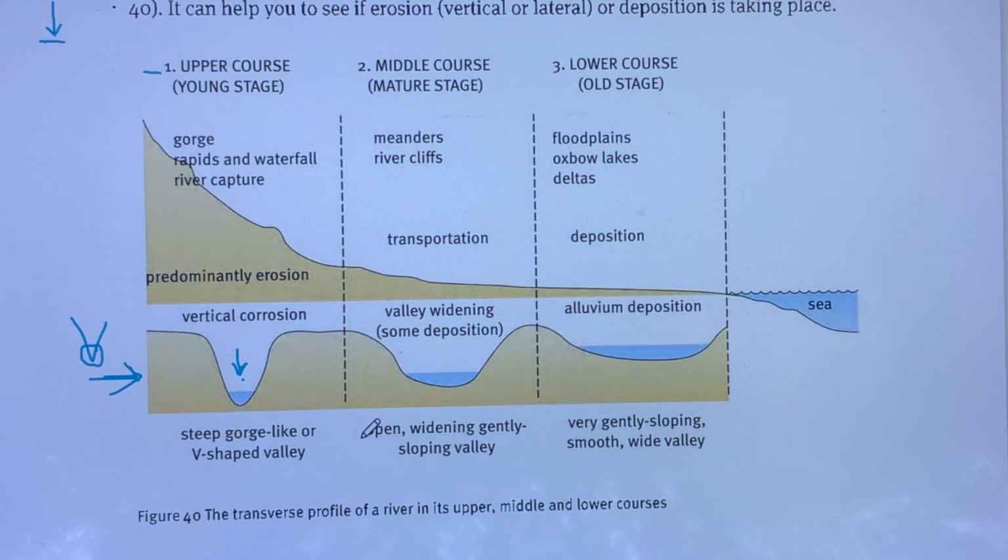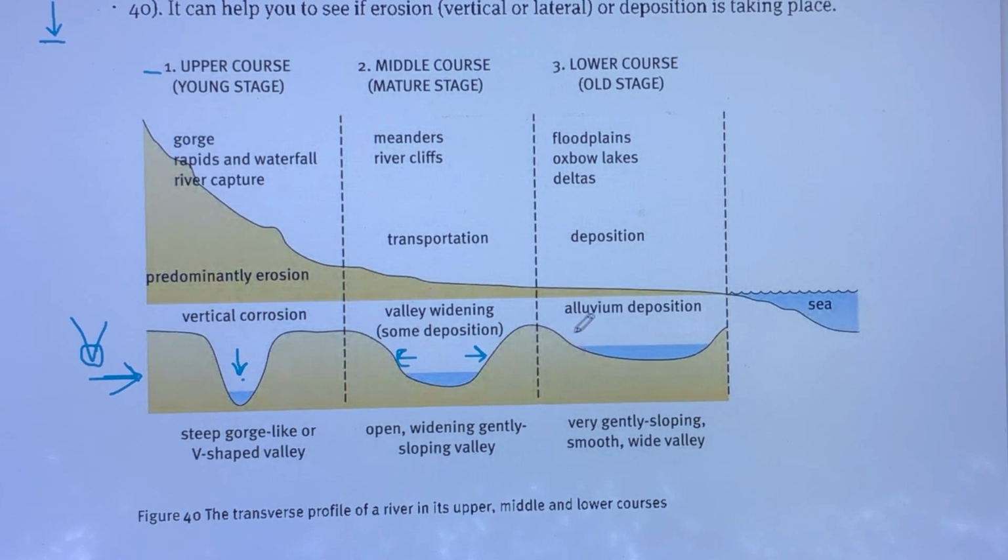Okay, so let's move to the middle course. As you can see in the middle course, the valley starts to widen. I mean that lateral erosion is slightly being introduced, okay? As you can see in the middle course river profile, this river is wider compared to the upper course, because there is more lateral, sideways erosion right now. The sides of the river are going to be eroded so that it can start to become wide. So it becomes an open, widening, gently sloping valley.